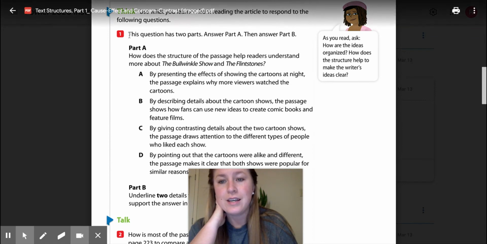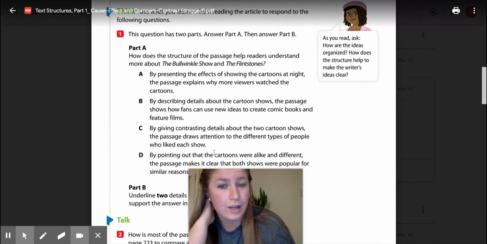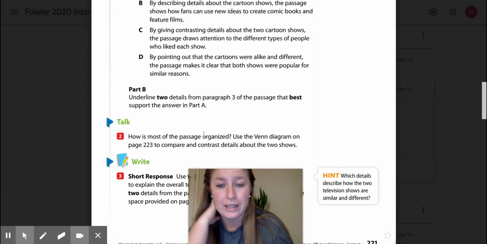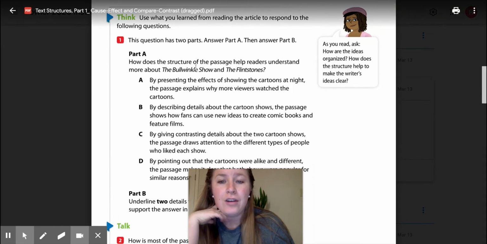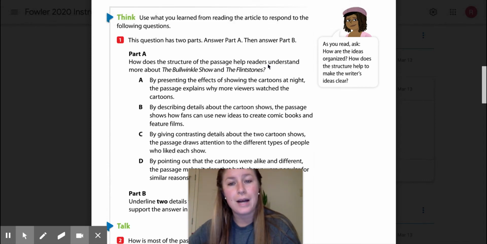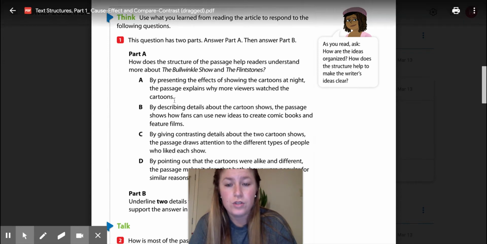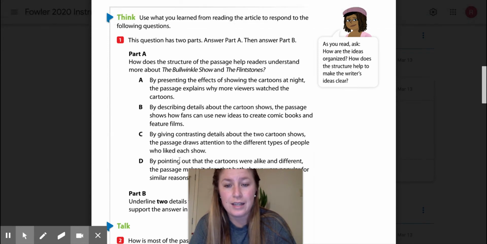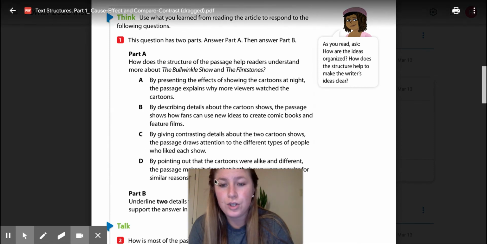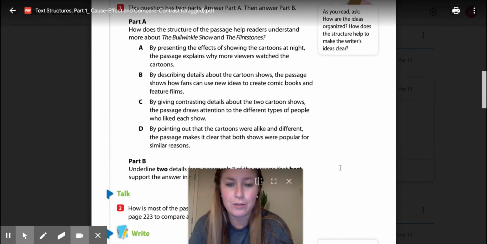This question has two parts. Whatever your answer is to part A, it's going to also go with part B. So, how does the structure of the passage help readers understand more about the Bullwinkle Show and the Flintstones? You're going to choose your best answer. First you have to decide compare and contrast or cause and effect, and then you choose which one of these helps the reader the most.